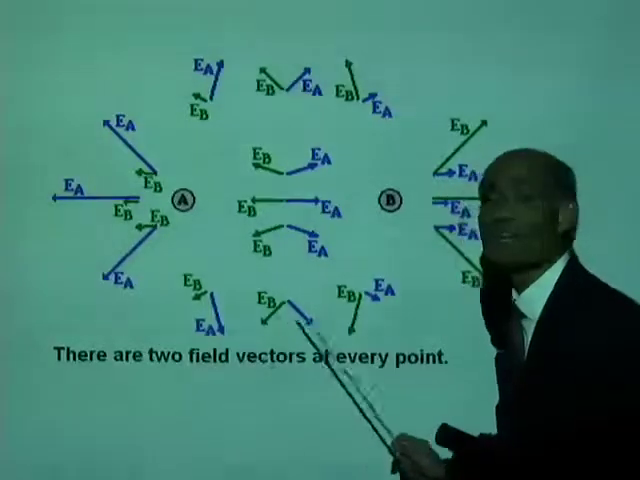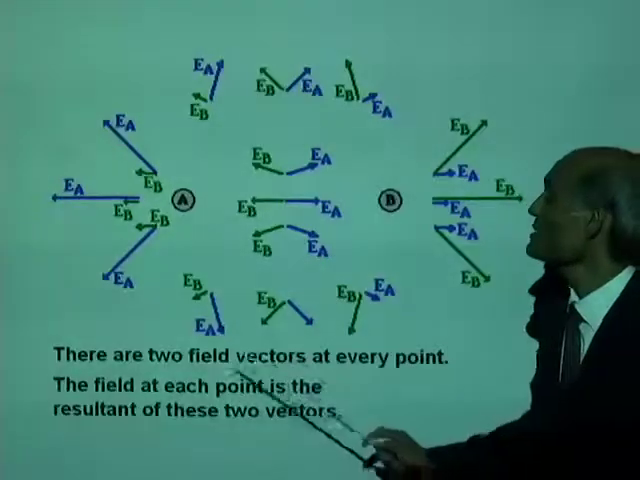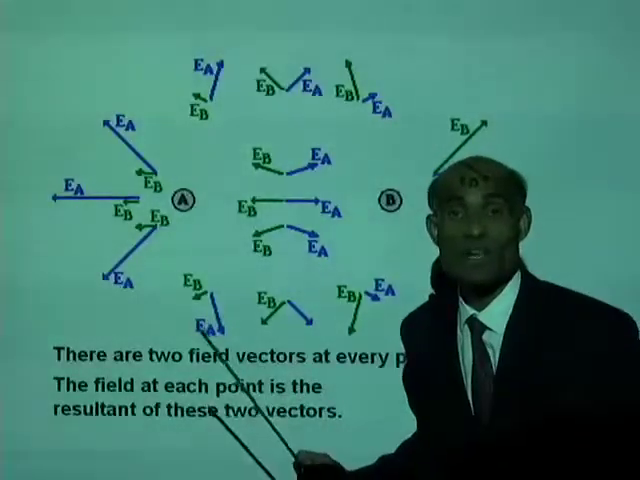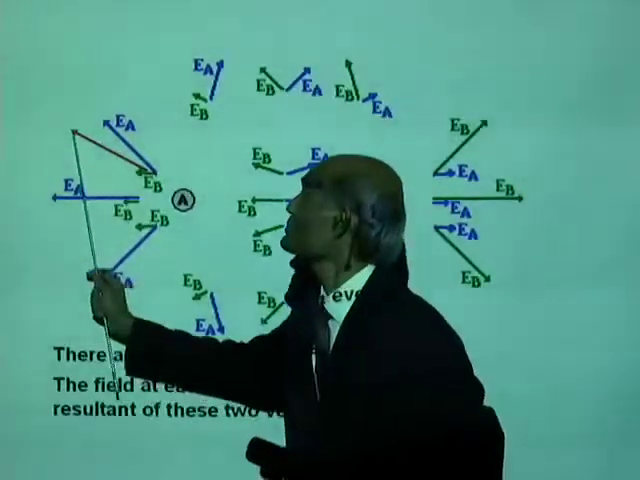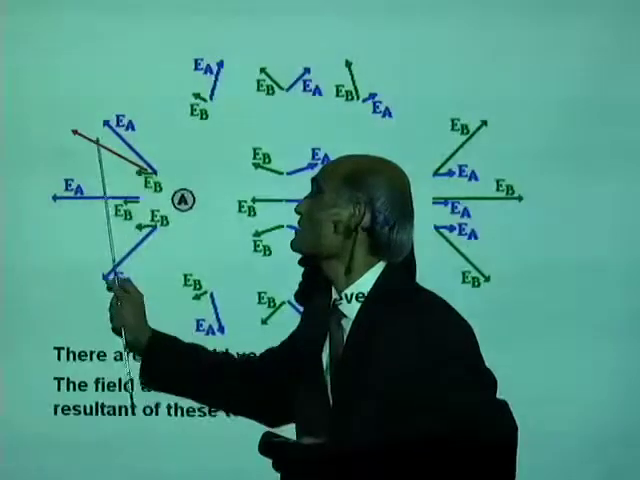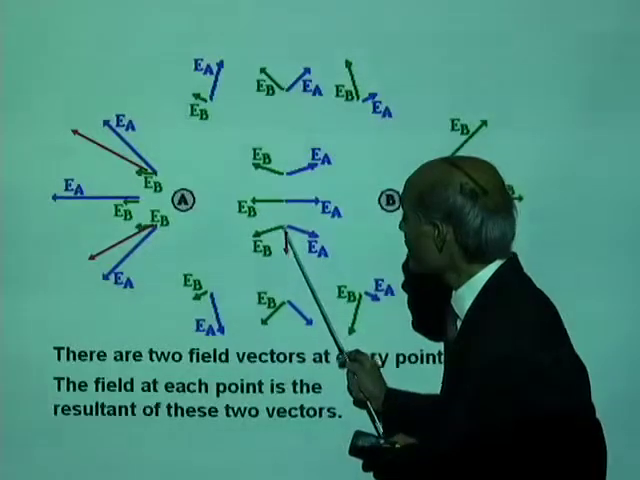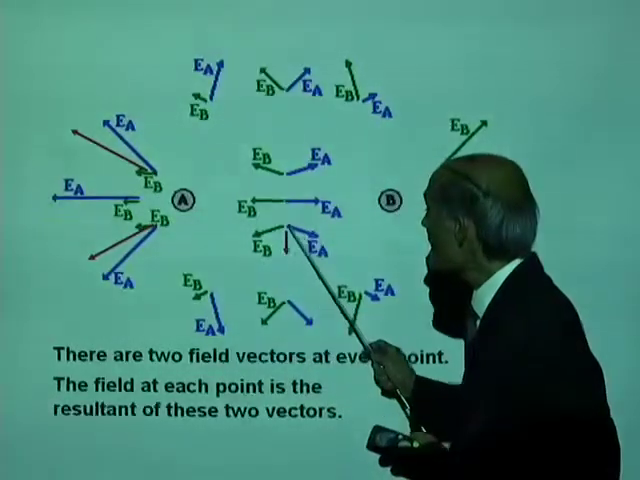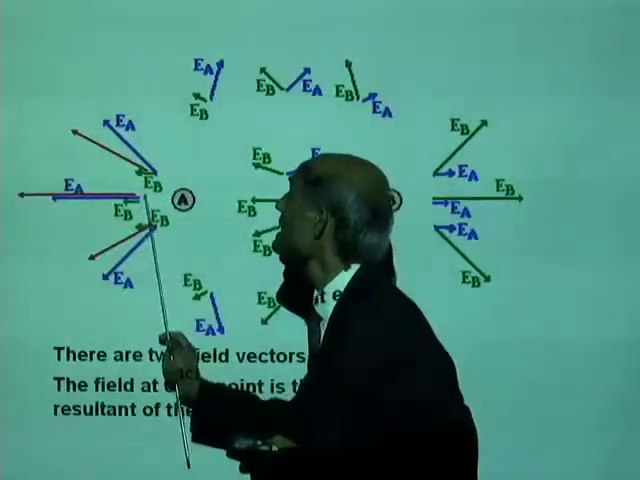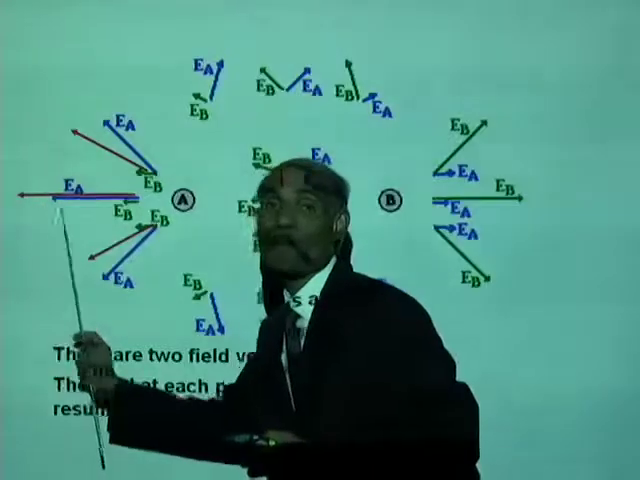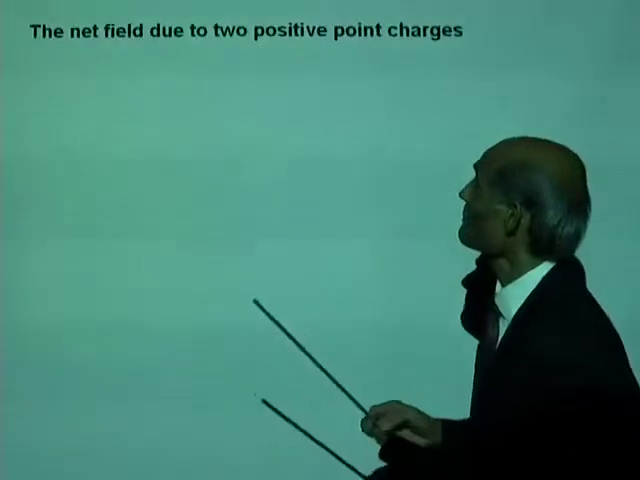Now there are two field vectors at every point. The field at each point is the resultant, which is the vector sum of these two. For example, the field here, this is the resultant. I'm sure you understand why that is a resultant. Here, that is the resultant. And here, this is EB, this is EA, therefore that is the resultant. And here, EA and EB both are in the same direction, and look at the resultant field there, they can simply add up.